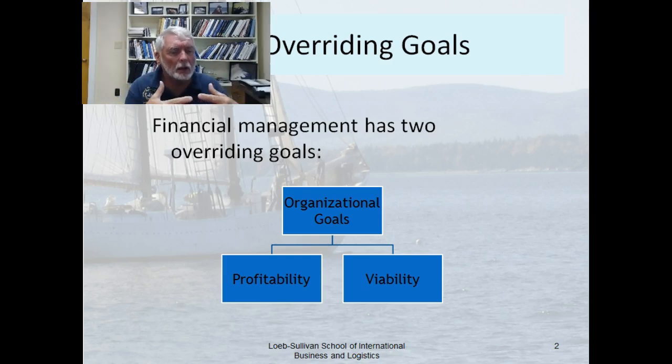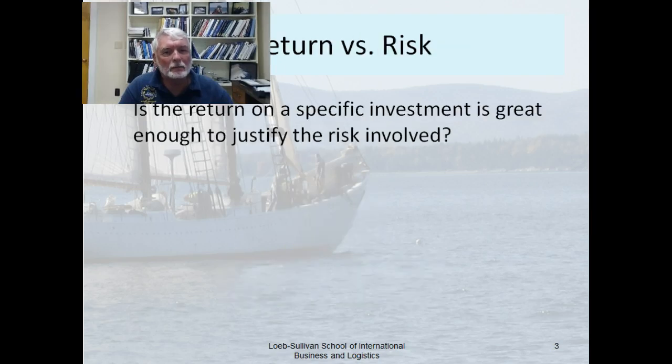Profitability often may be achievable only at the expense of reducing our viability or our survivability. So if we have to take a lot of risk to make a profit, then we're taking risk, and taking risk means that we have the potential for maybe reducing viability. So there's always a balance between return, profit, and risk. If I'm taking a large risk, is the return great enough to justify taking that risk?